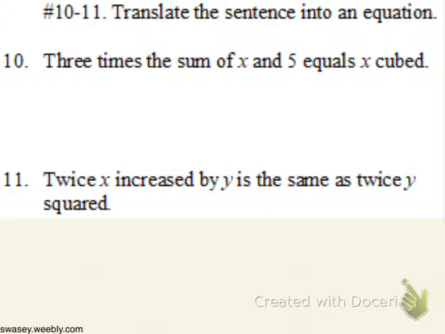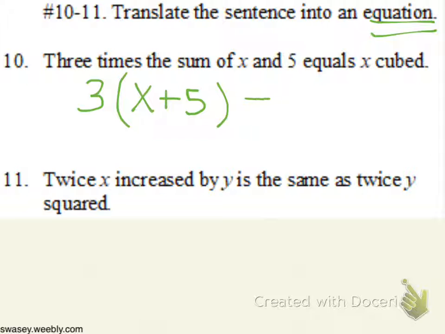10, we have a sentence that we're going to translate into an equation. Equations always have equal signs. We have 3 times the sum. Sum means to add. When we have a number times a sum or a number times a difference, we need parentheses. 3 times the sum of x and 5, so 3 times x plus 5, make sure you use parentheses, equals x cubed, or x to the third power.